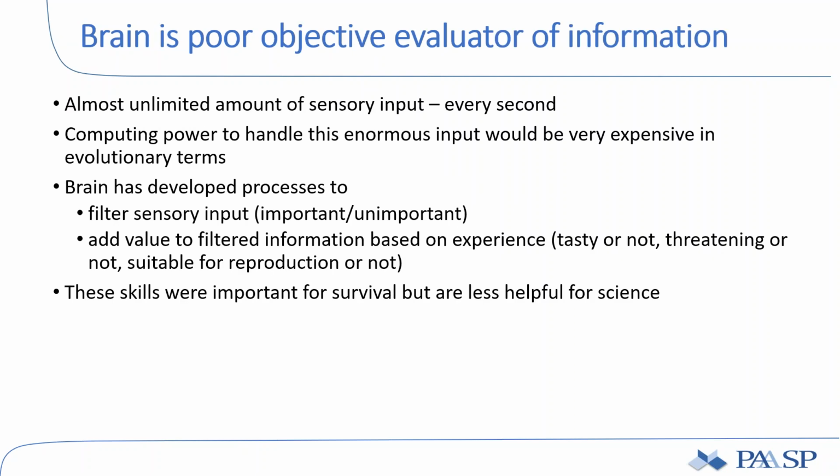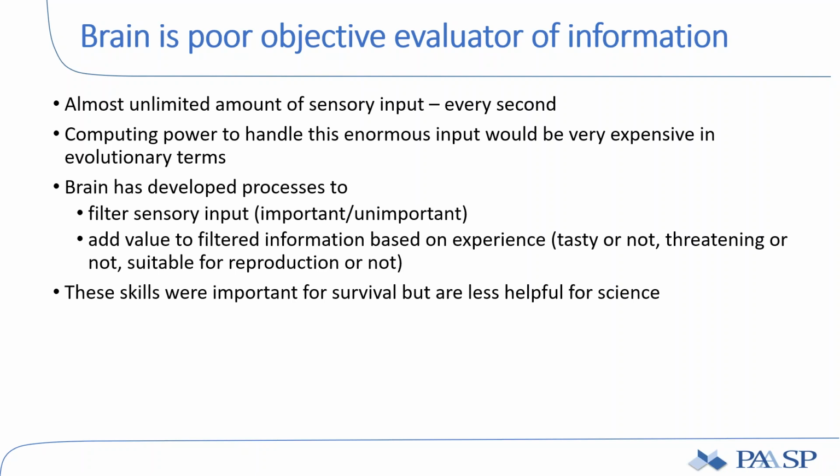Why is that so important? Well, our brain is a poor objective evaluator of information. We receive an almost unlimited amount of sensory input every single second. The computing power to handle this enormous input would be very expensive in evolutionary terms. So our brain has developed processes to filter the input into important, unimportant, and to add value to the filtered information based on experience. And from an evolutionary point of view, actually, there are only three key questions. Can I eat it or will it eat me? Is it threatening? And is it suitable for reproduction?